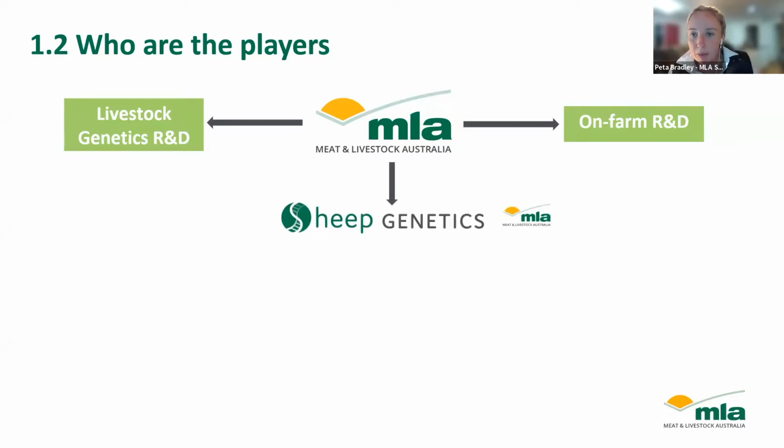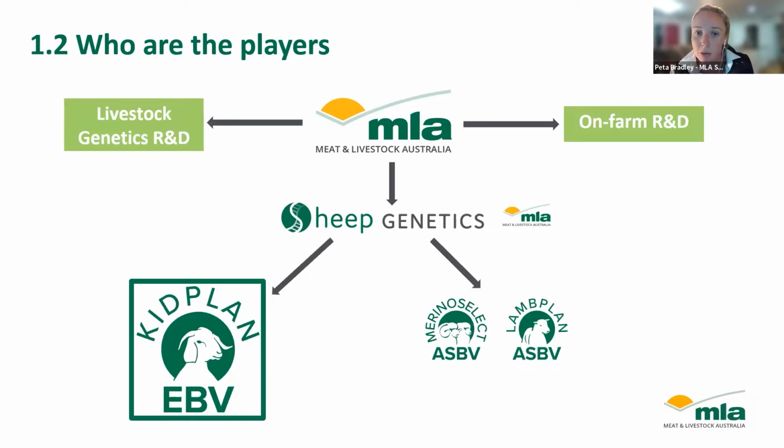But as part of MLA, there's actually a business unit that I'm involved in called Sheep Genetics. We're all part of MLA, but our responsibility at Sheep Genetics is to deliver the genetic evaluation for both sheep and goats. This is where KidPlan comes into it: we're responsible for the delivery of the KidPlan product and KidPlan EBVs, or estimated breeding values. We're also involved in the delivery, as our name suggests, of the genetic evaluations for sheep, which come under the brands of Merino Select and LambPlan.